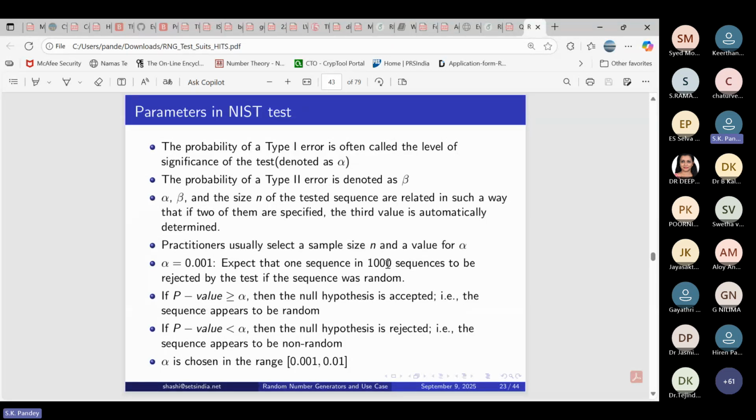Normally, what NIST suggests is to choose alpha in the range of 0.001 to 0.01. This range is very negligible, like this probability will come out to be very low. Out of 1,000, it may come only one. It means out of 1,000 sequences, only one will give you that type of error. So that is the case of choosing alpha.